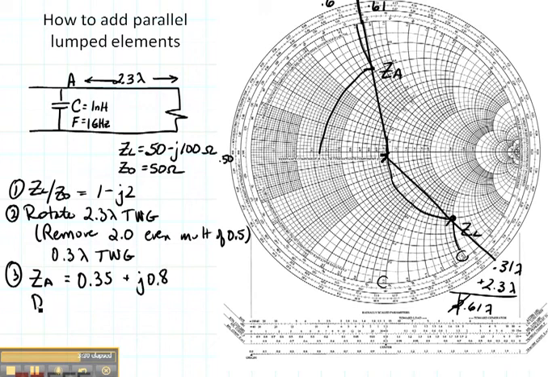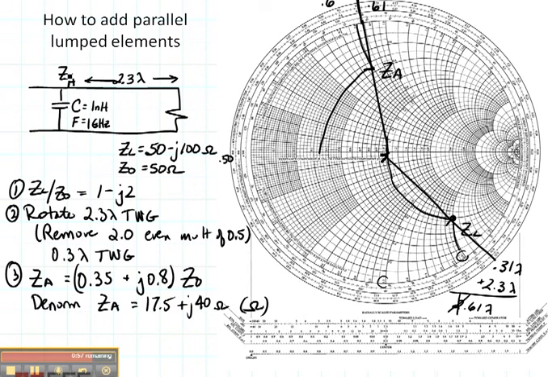Now I need to denormalize, and the way I'm going to do that is I'm going to multiply by Z0, which is 50 ohms, and that's going to give me the value of ZA in ohms. So that gives me 17.5 plus j40 ohms. Okay, so now I know ZA, but I want to add in a parallel element, so I need YA.